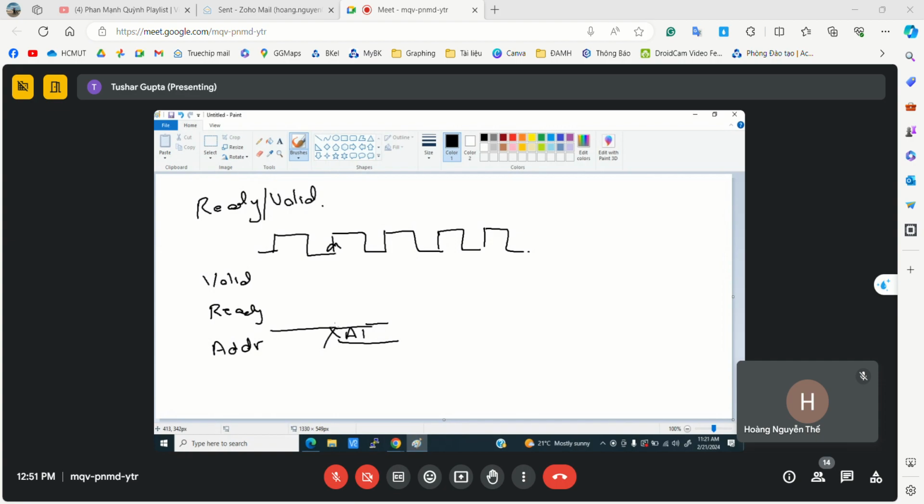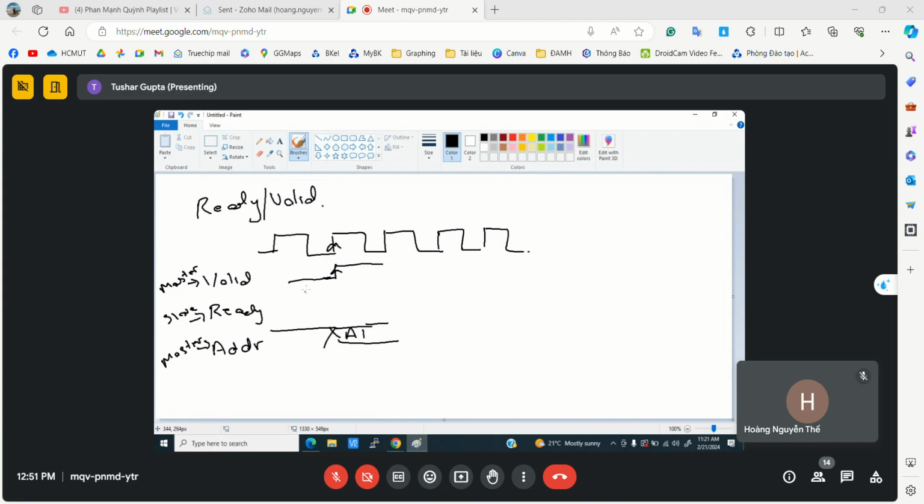Okay, so whenever a master is asserting an address, it is generating a request, it will assert its valid along with the address, which is telling us a valid request has been generated on the bus. So this valid will be generated by our master. This address is also generated by our master. Now ready is controlled by the slave.